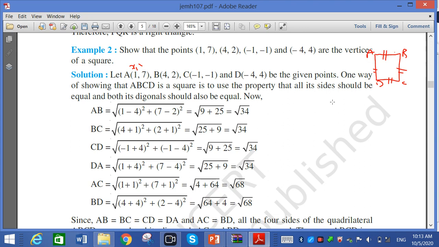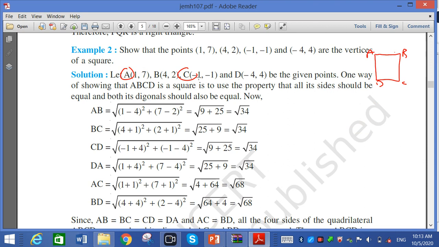Now we have to find the diagonals also. Diagonals are also congruent in a square. So we have to find AC. So A and C.